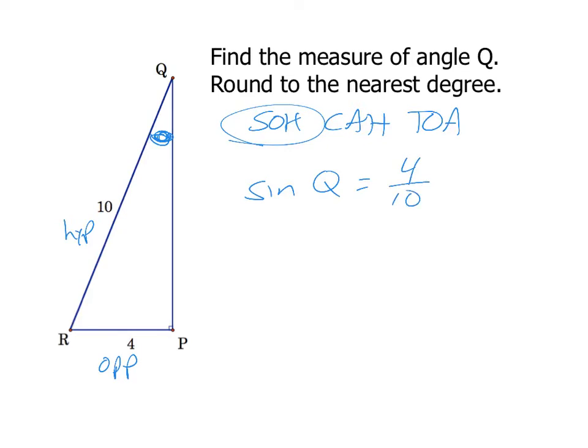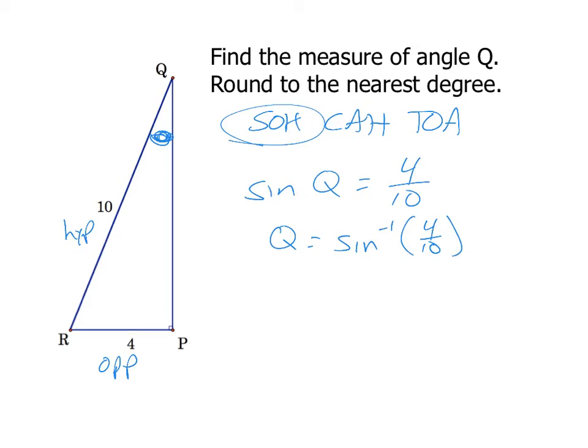Now, if you remember before, I did the inverse cosine of both sides. So I could do the inverse sine of both sides, but we typically don't write that line. We just go right to Q equals the inverse sine of 4/10.